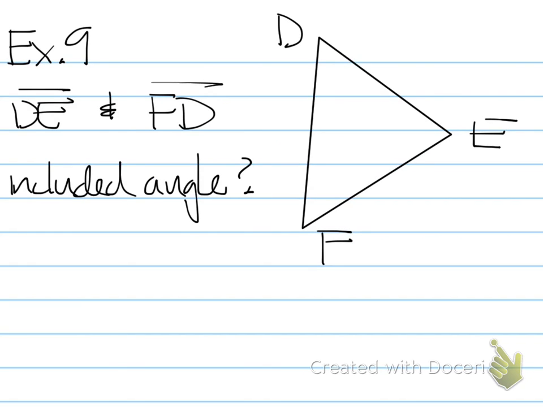Here we only need to look at the two congruent sides, DE and FD. Both of those two sides have a D in them, so we know that D is the included angle.